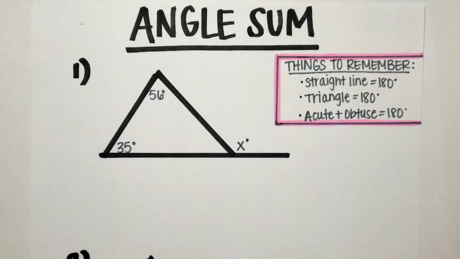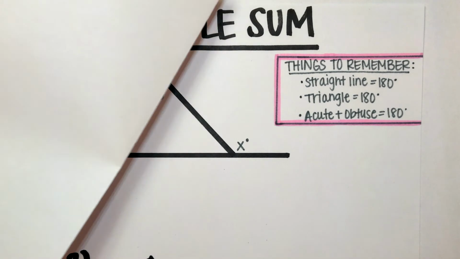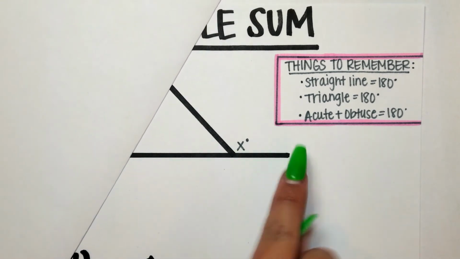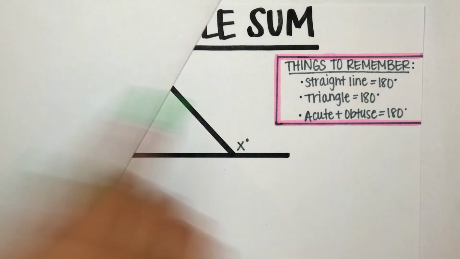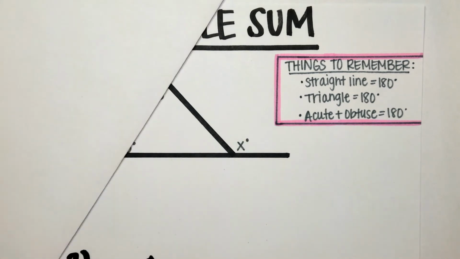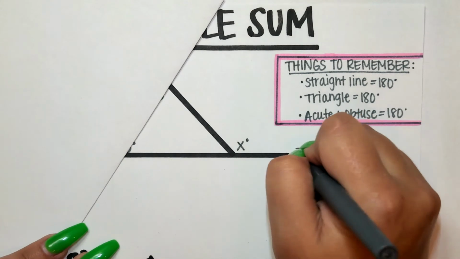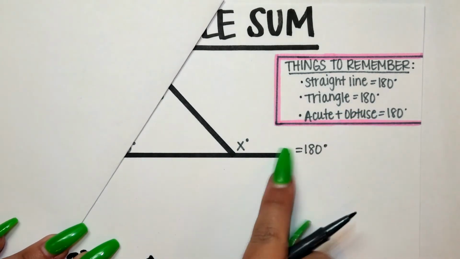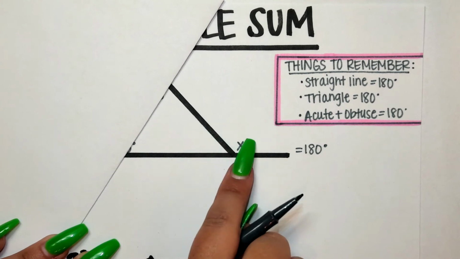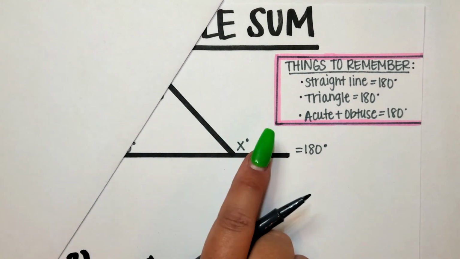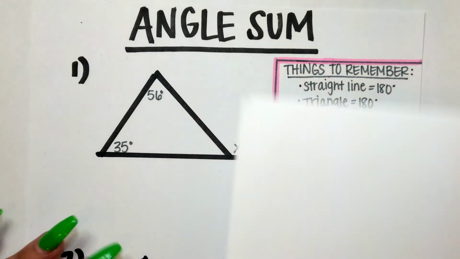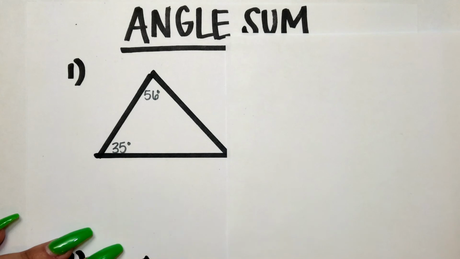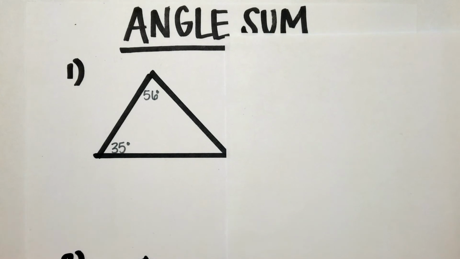We have an extended triangle. So if I cover up the numbers on the left side, I have my straight line. So both of these angles will add up to 180 degrees because this is a straight line and we have an acute and an obtuse angle. Okay. Now, if I cover up my extended line, I have a triangle, which is also 180 degrees.